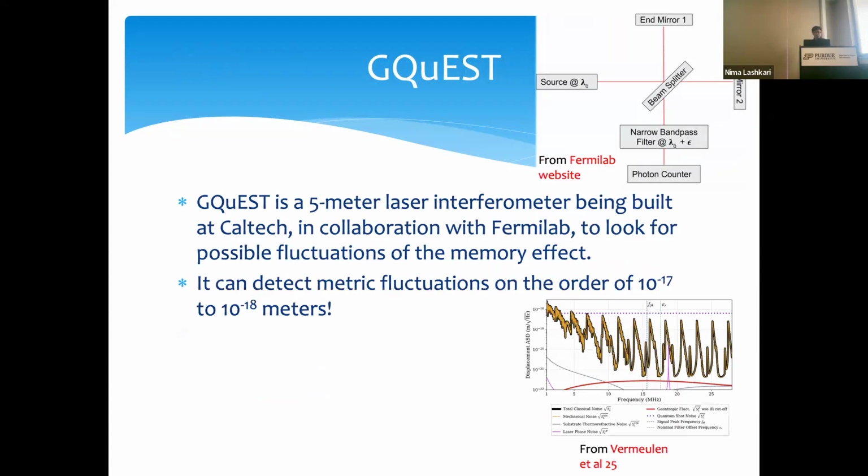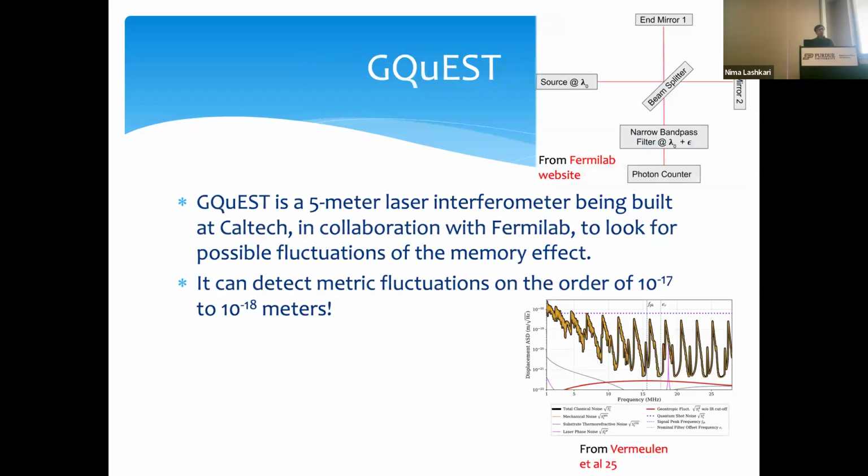And the point of this experiment is to look for metric fluctuations on the order of 10 to the minus 17 to 10 to the minus 18 meters. And this is at the megahertz frequency. So the hope is that we will be able to get to a point where we can give the experimentalists a clear prediction on what we expect the size of the quantum memory effect is. It could very well be in agreement with the standard EFT calculation, but at the very least, we should do a calculation that starts with proper assumptions in the first place.